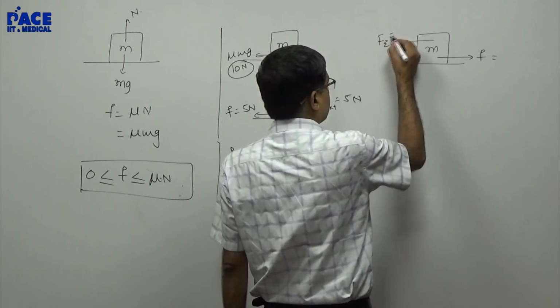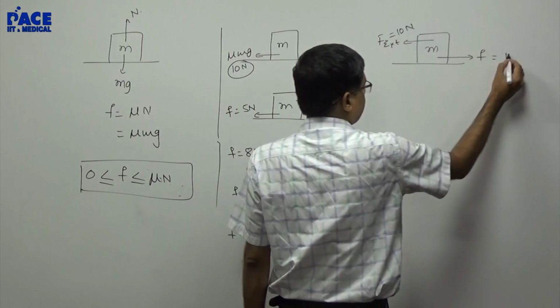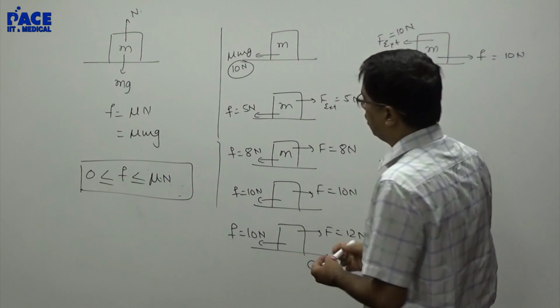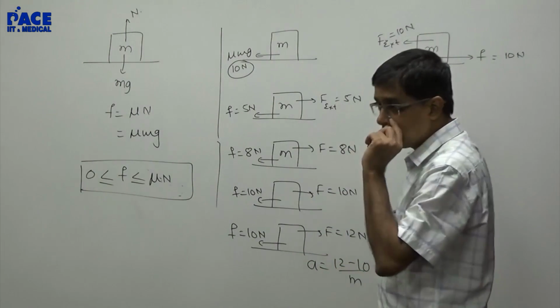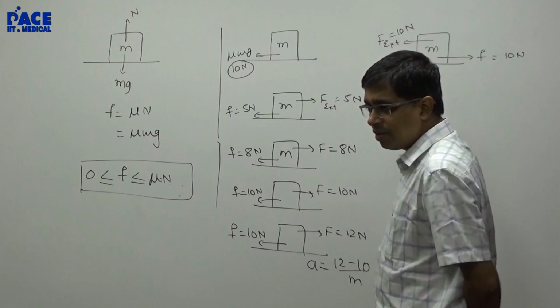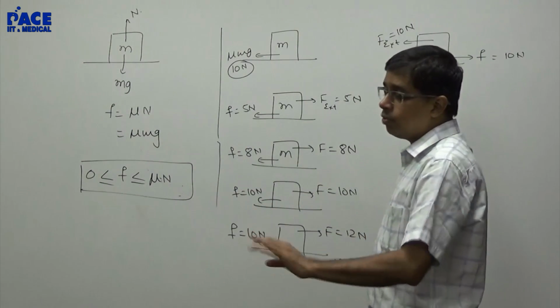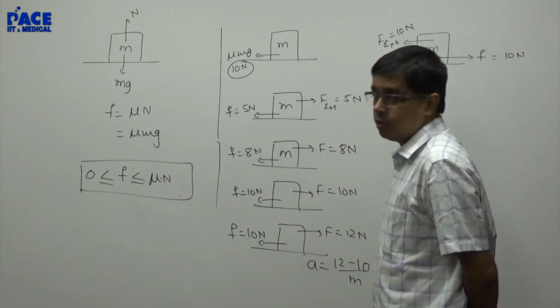Tan phi will be equal to mu. Tan phi will not be equal to mu unless the body is sliding. I will come to that.